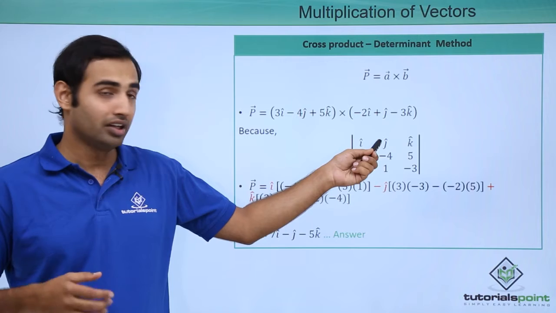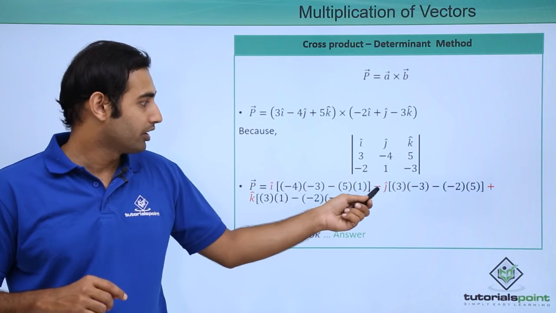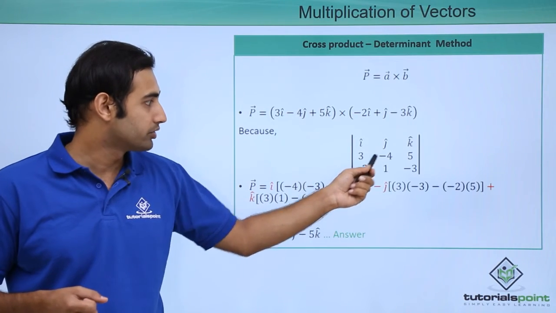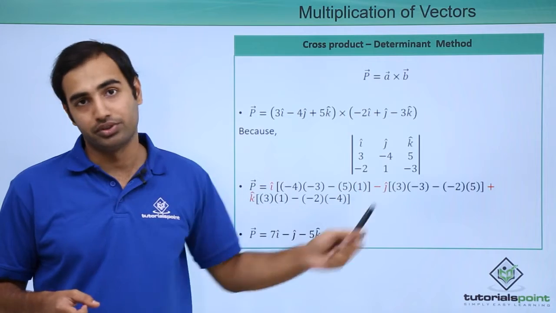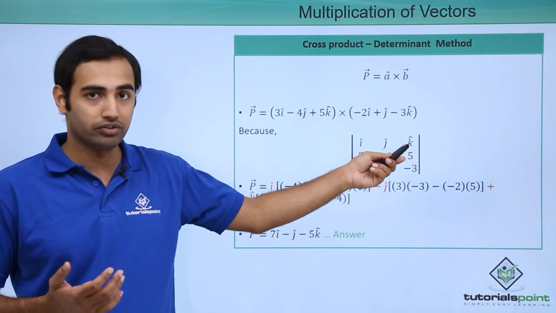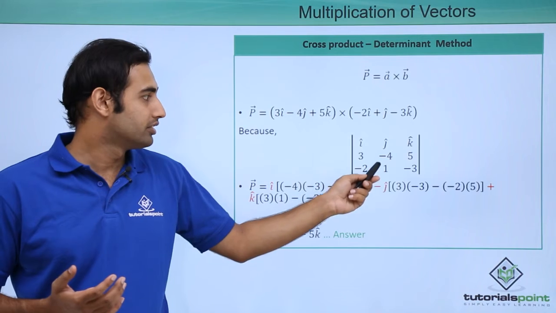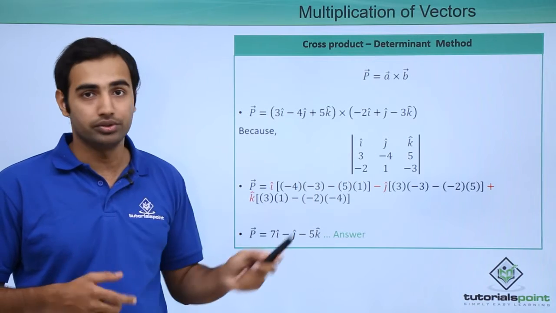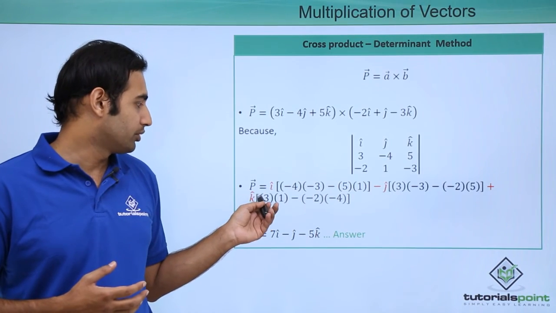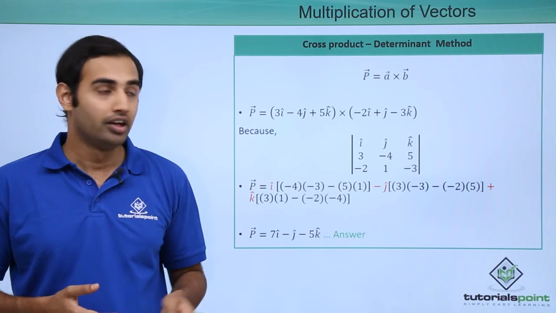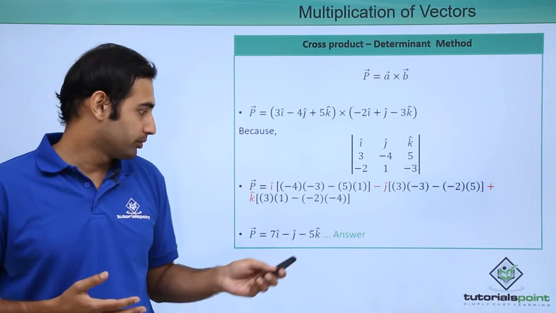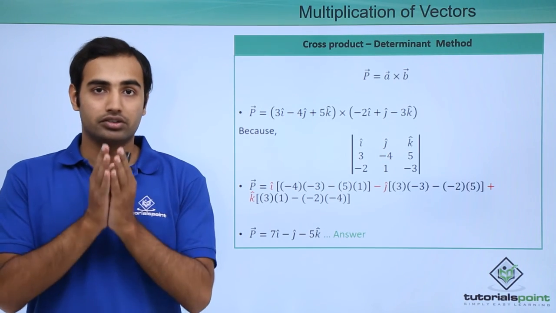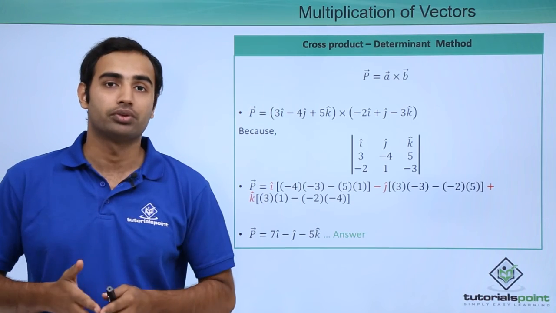Next I choose the second element, but I have to choose it with a minus sign. So j cap, we have minus j cap into this square now, 3 into minus 3 minus of minus 2 into 5. And finally I have to choose the third element of the first row which is k cap, multiply it within this square. So k cap multiplied by 3 into 1 minus of minus 2 into minus 4. If I simply calculate the value of each of these numbers, I'll obtain my cross product as 7i minus j minus 5k. Cross product solution using determinant method is a very quick way to calculate it.